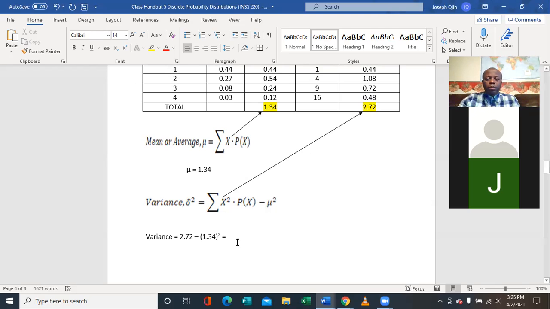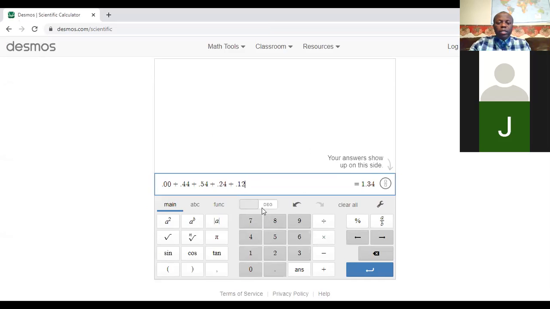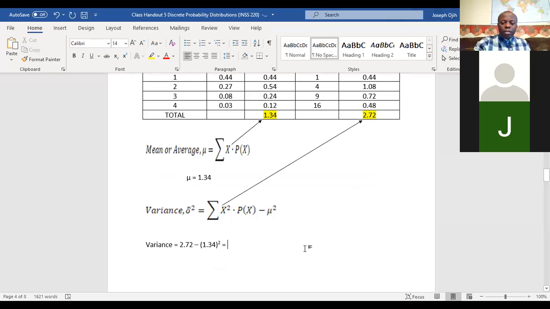I'll take you to Desmos where we can do it. 2.72 minus 1.34 squared, 0.9244. Okay, 0.9244. Now, that is the variance.